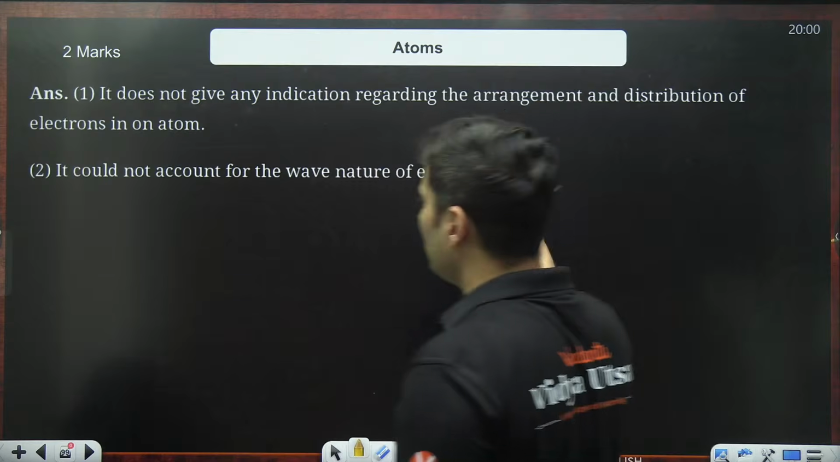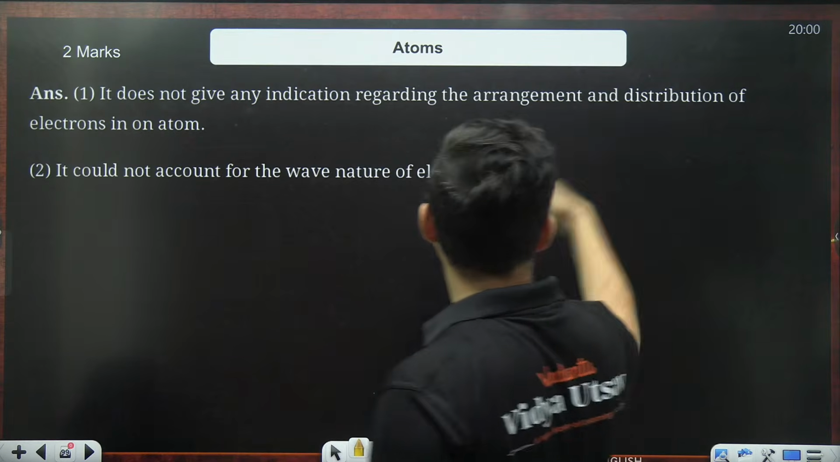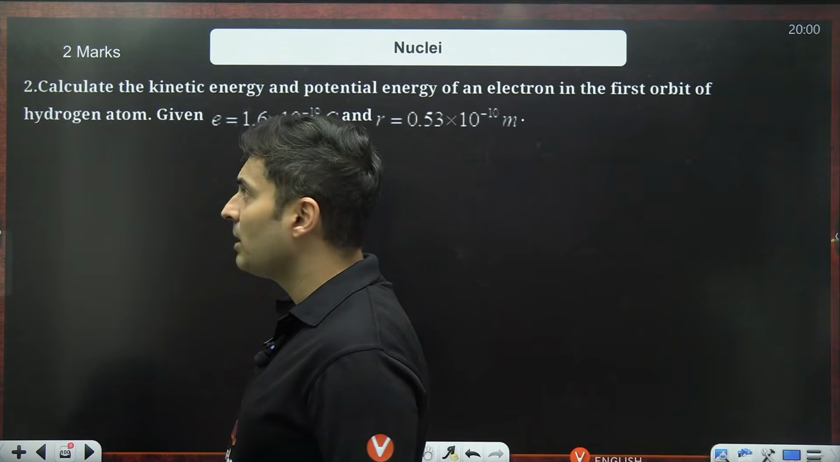It could not account for wave nature. That means Heisenberg's uncertainty. Distribution of electrons. That means multiple electron atoms.